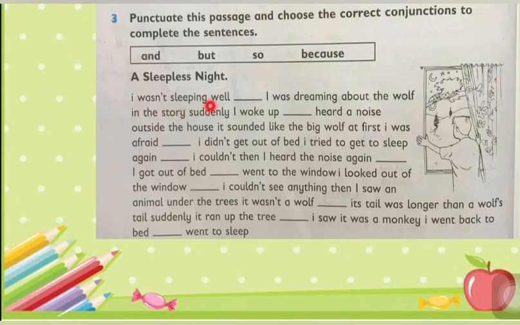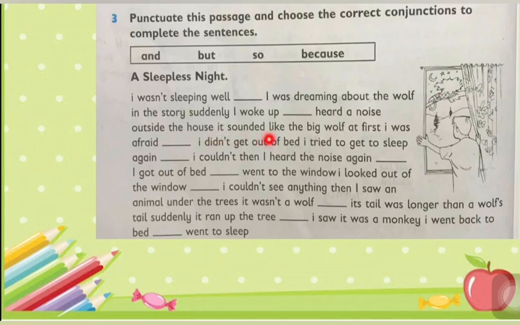I wasn't sleeping well. I was dreaming about the wolf. Now children, here since the reason or cause of not sleeping well is given, so we will use because. I wasn't sleeping well because I was dreaming about the wolf in the story. Now full stop. S will be capital. Suddenly I woke up and, because one information is given and another information is given, so we will use and here. Suddenly I woke up and heard a noise outside the house. Full stop. I will be capital.